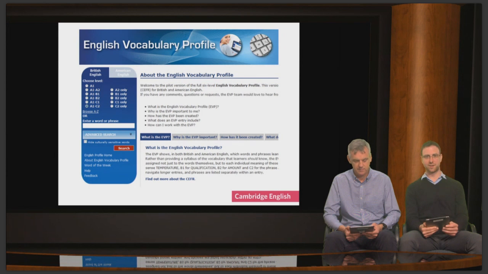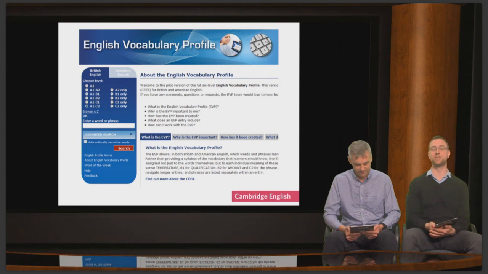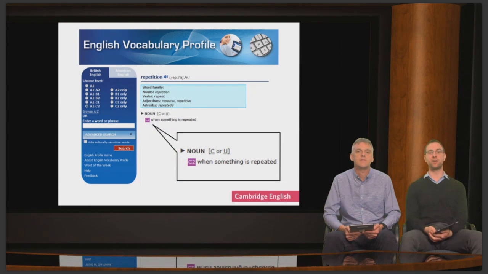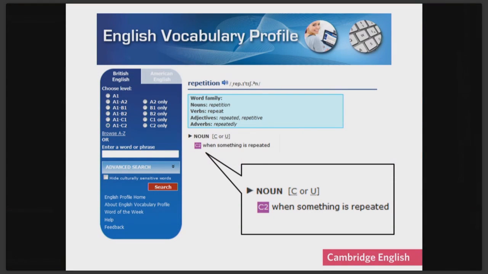Any ideas? Some people are guessing B1, B2, C1. Interesting answers. In fact, repetition is actually at level C2. That's the level of Cambridge English Proficiency. Of course, the verb repeat, meaning to say something again, comes in at a much lower level. That's A2, in fact.